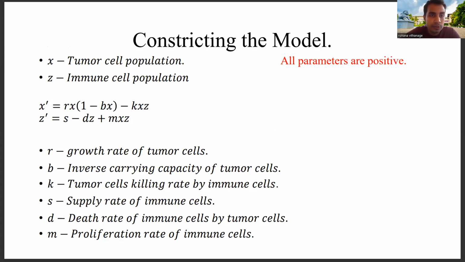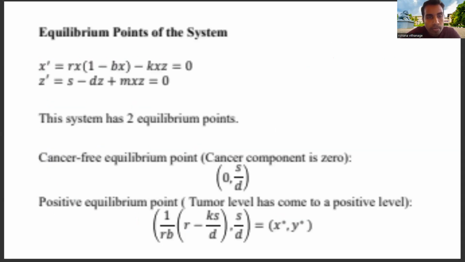So here X is the tumor cell population and Z is the immune cell population. So in our mathematical model, it contains mainly two state variables, X and Z. Then here R is the growth rate of tumor cells, and D is the inverse carrying capacity of tumor cells, and S is the supply rate of immune cells, and D is the rate of loss of immune cells by tumor cells.